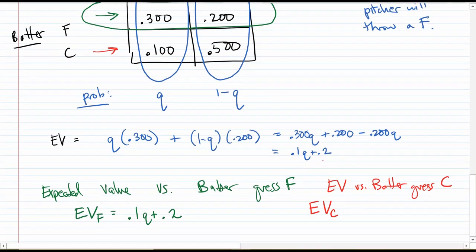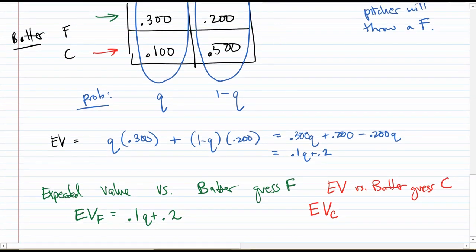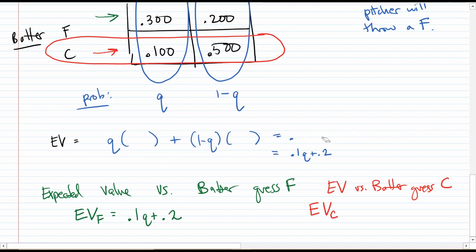Now what about against a curveball? Well, let's switch our outcomes. The batter is going to guess that it's going to be a curveball. And so what are our payouts going to be? They're going to change from 0.3 and 0.2 to just 0.1 and 0.5. Again, the probabilities remain the same. 0.1q plus 0.5 minus 0.5q simplifies to minus 0.4q plus 0.5.